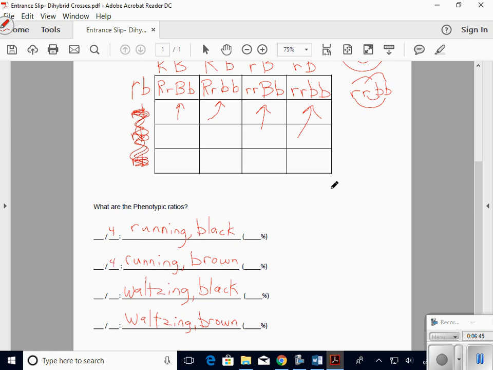So if I'm doing my probabilities here for my phenotypic ratio, I know that I have only 4 different things, so it's going to be something out of 4. I have 1 running black, 1 running brown, 1 waltzing black, 1 waltzing brown. If I convert those into percentages, what percent is 1 out of 4? 1/4 is equal to 25%, right? So each one of these is going to be 25%.